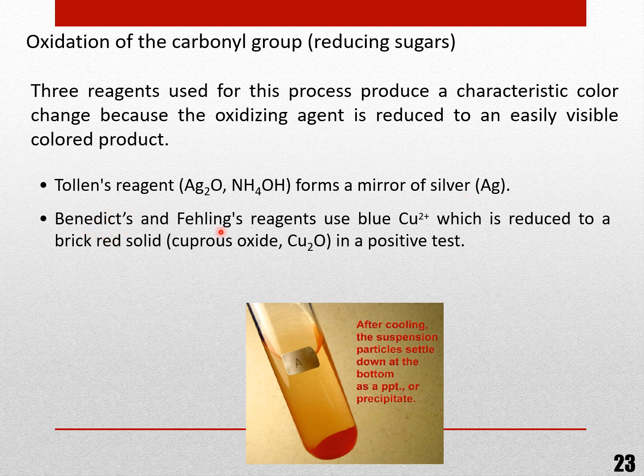Similarly, Benedict and Fehling reagents contain copper. Copper is 2 plus and it's blue in color. When exposed to glucose, when it mutarotates to expose the carbonyl group, it will reduce copper 2 plus to copper 1 plus ion, and therefore there will be a change of color from blue to a brick red solid as shown here. When that happens, you know there is a presence of a reducing sugar. So it is an indicator for reducing sugars such as glucose.